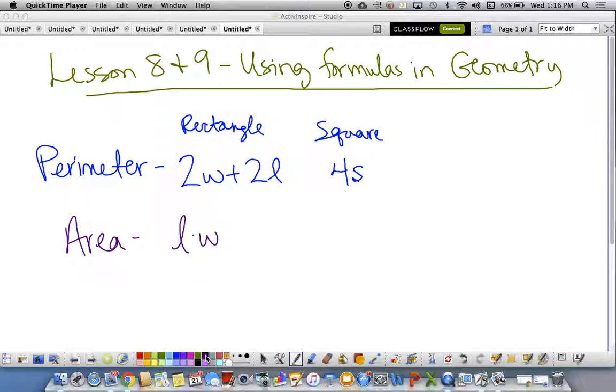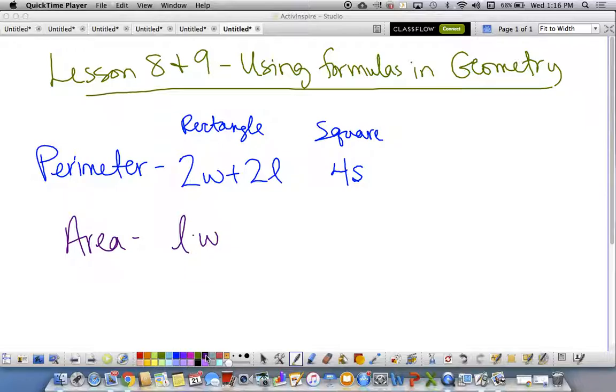Do you need to know the area to know the carpet? Do you need to know the area to paint a wall? Yes. Okay. If you're going to lay sod outside, that's the grass. That's area. All right. We can fence in and we can sod. Those are perimeter and area.